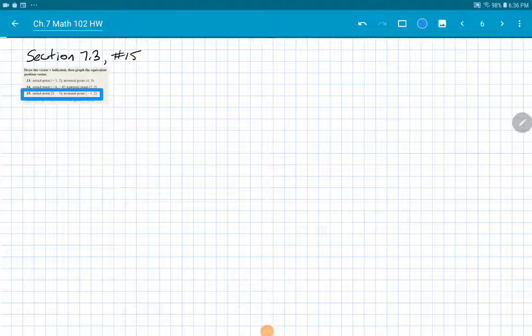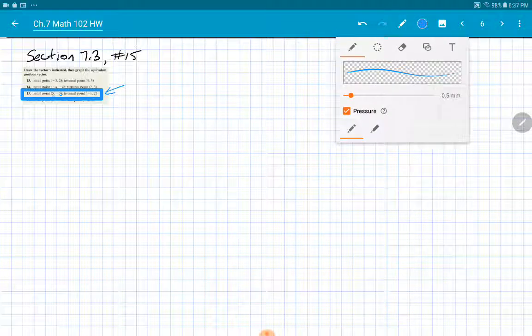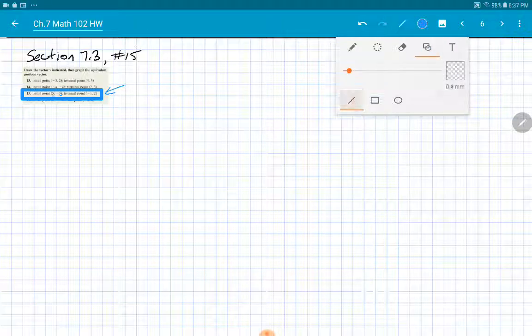All right, we're going to draw the vector V indicated and graph the equivalent position vector. We're going to do number 15 here. So the vector V, start with an axis since we have two, the initial point and the terminal point defined with ordered pairs. We're going to need an X and Y axis. So I'm going to get some straight lines for that.